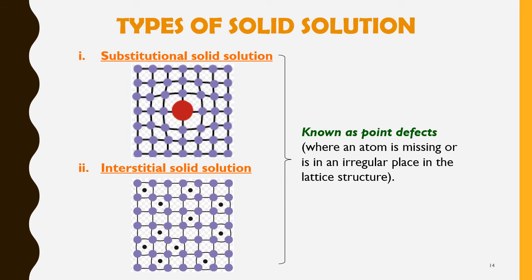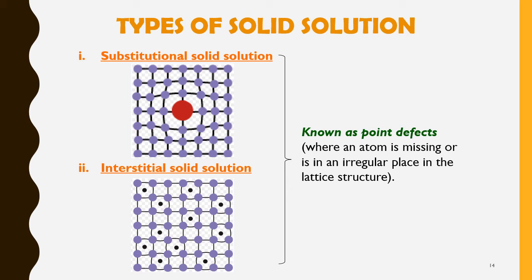For the types of solid solution, we have two types. The first one is the substitutional solid solution. We substitute the atom that is supposedly in this position with another atom, which is what we call the solute. So the solute is added to the solvent, and it replaces the atom in one of the positions. And another one, we call the interstitial solid solution.